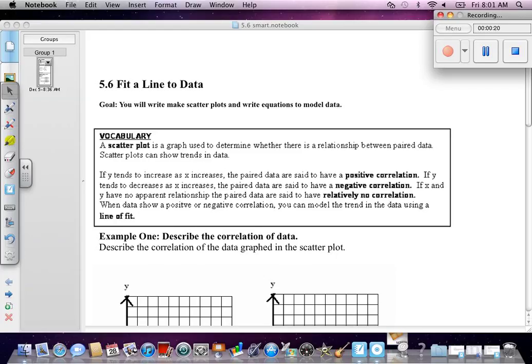If y tends to increase as x increases, the paired data is said to have a positive correlation. If it tends to decrease as x increases, the paired data is said to have a negative correlation. If x and y have no apparent relationship, they have no correlation. When data shows a positive or negative correlation, you can model the trend in data using a line of fit.